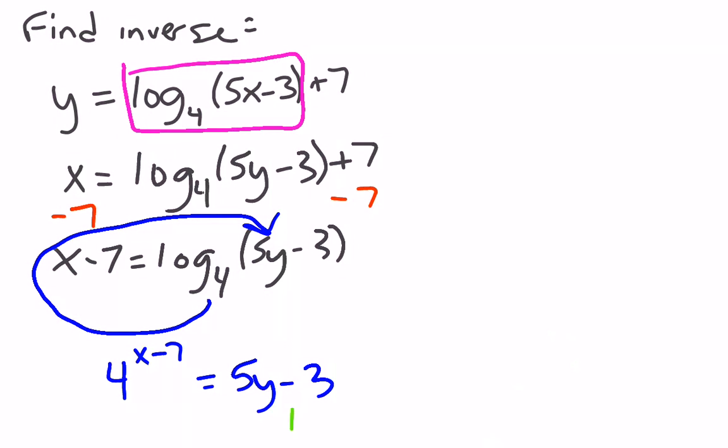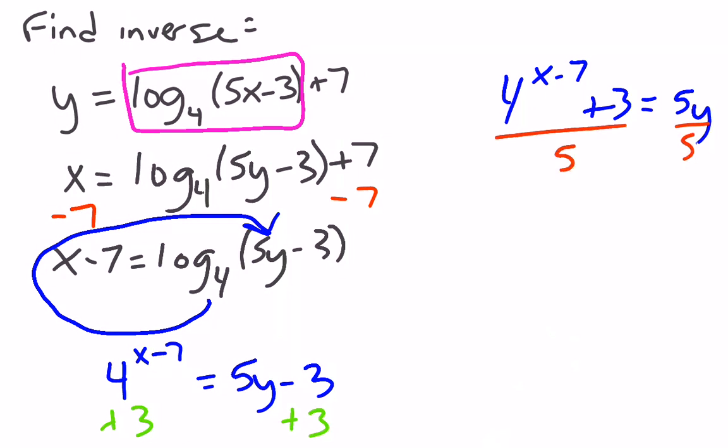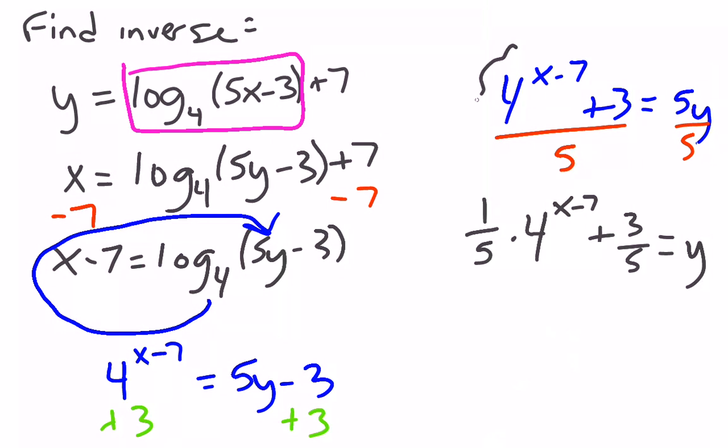Add 3 to both sides, and then we will divide by 5. So I'm going to go back up to the top. 4 to the x minus 7 plus 3 equals 5y, and then divide by 5. So you can leave it as that big fraction, or we could also just simplify that as 1/5 times 4 to the x minus 7 plus 3/5 equals y. Or once again, we could just leave it as this kind of giant ugly fraction. That's it to logarithms.